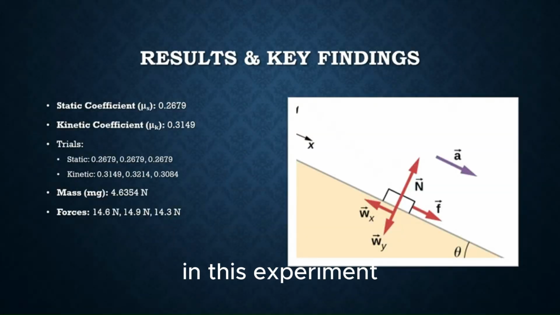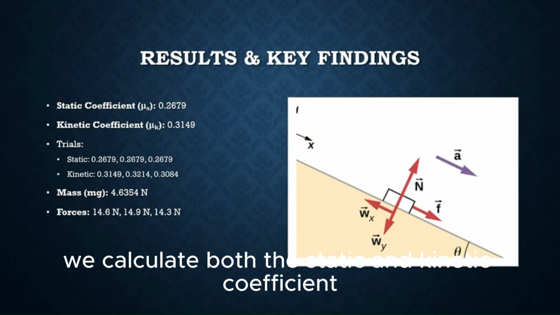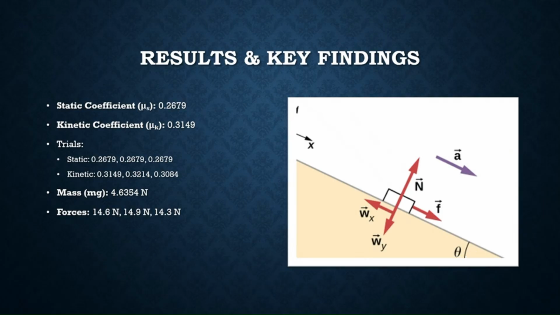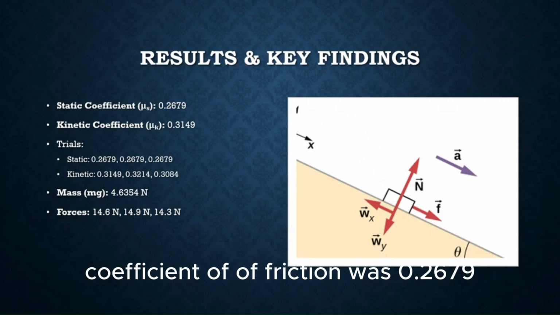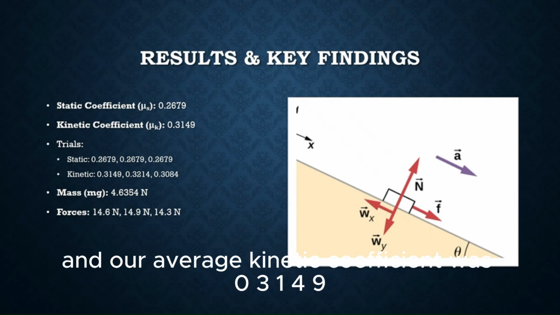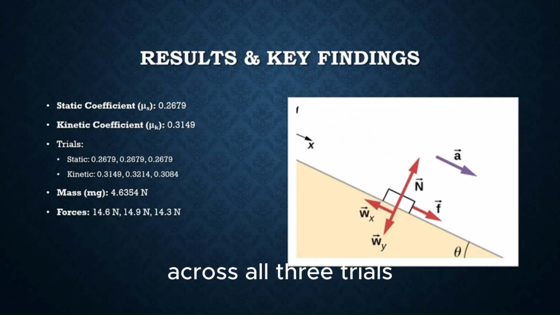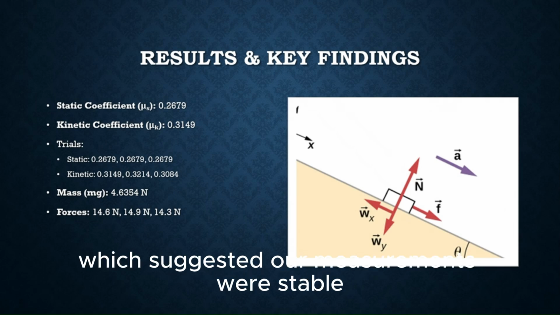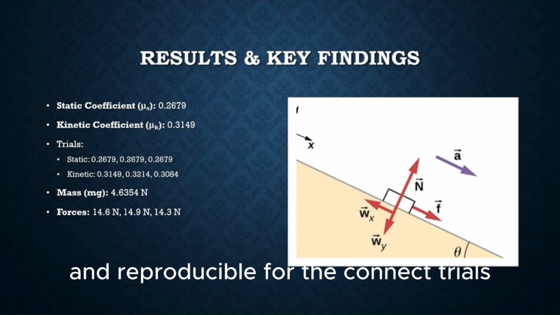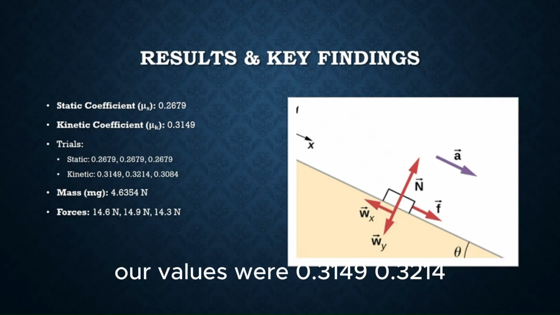Hi, welcome back. In this experiment, we calculate both the static and kinetic coefficient of friction using our collected data. Our average static coefficient of friction was 0.2679, and our average kinetic coefficient was 0.3149. For the static trials, we consistently got the same value across all 3 trials, which suggested our measurements were stable and repeatable.